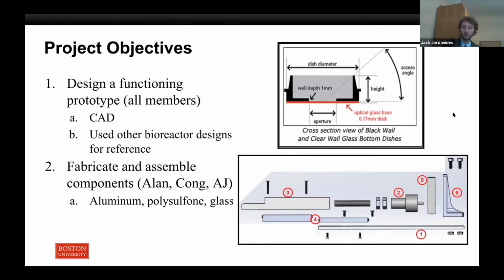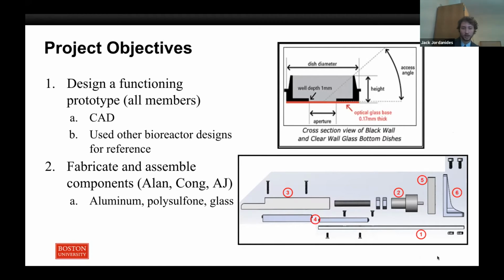So the project objectives that we had at the outset were obviously important in our design process. First we had to design a functioning prototype, and we did that with computer-aided design software, and we had other bioreactors as a reference, and those other bioreactors had similar functions. They had different constraints than us, but they were a good starting point.